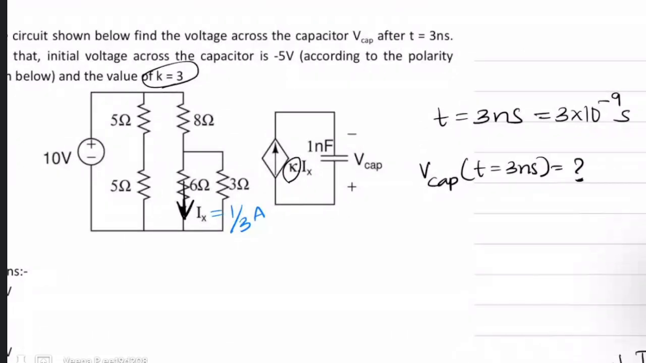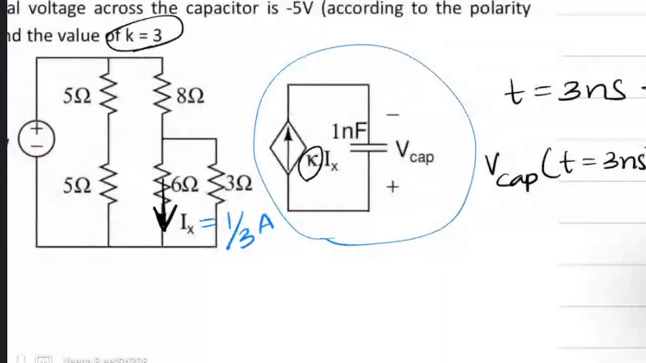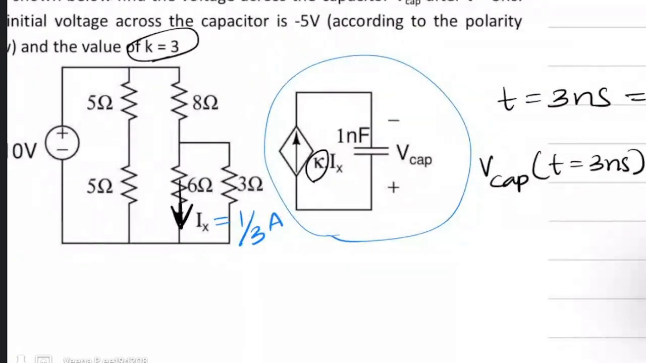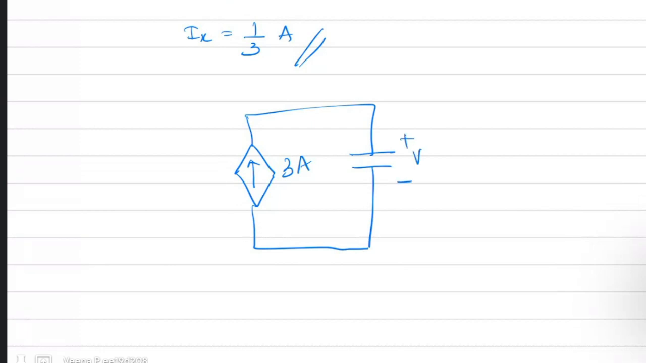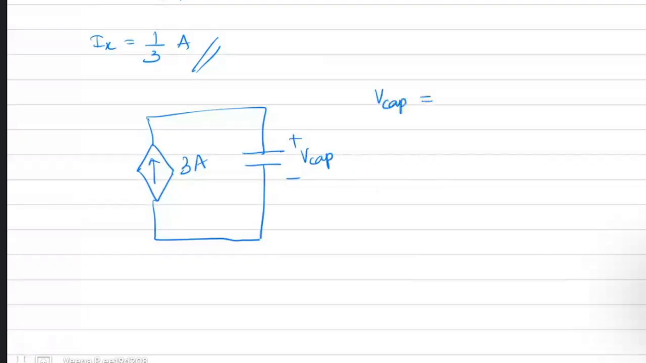If I got Ix, I can now substitute in this circuit. Now my K is 3 and Ix is 1 by 3. So K into Ix becomes 3 times 1 by 3 or 1 ampere. So I can redraw my capacitance circuit as 3 ampere current source connected across this capacitor, which is plus minus V cap. So now my V cap as a function of t.